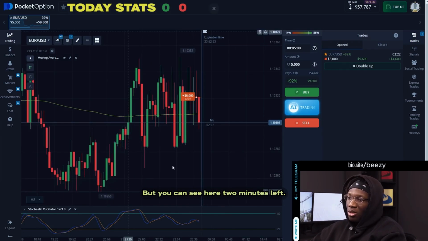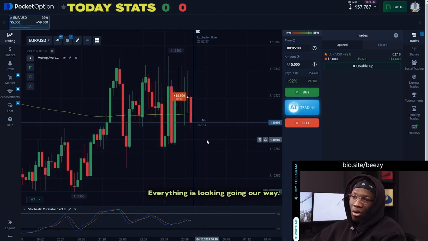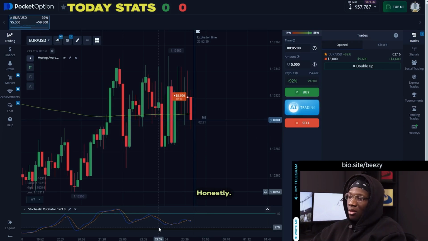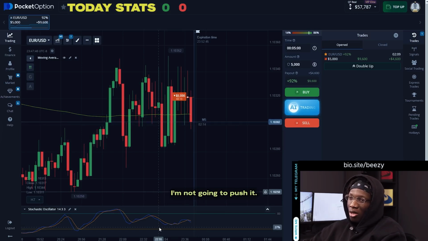But you can see here, 2 minutes left. Everything is going our way, honestly. So I'm still doing the 1 trade thing. This is going to be only 1 trade today. I'm not going to push it.